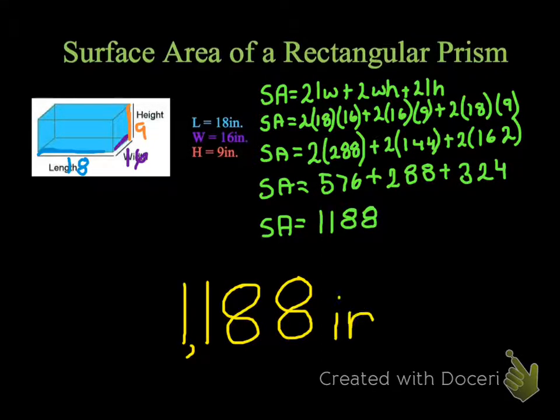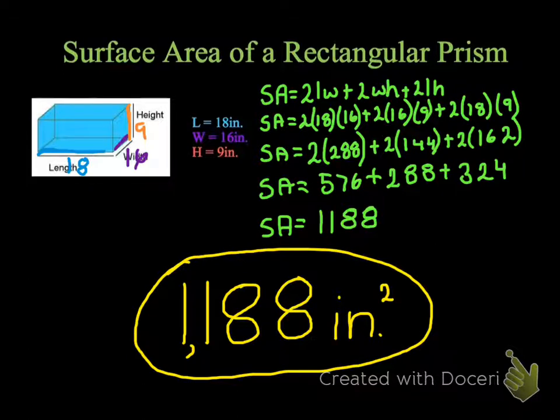So surface area equals 1,188 inches squared. Hopefully you got that right. So now we're going to learn how to find the surface area of a triangular prism.